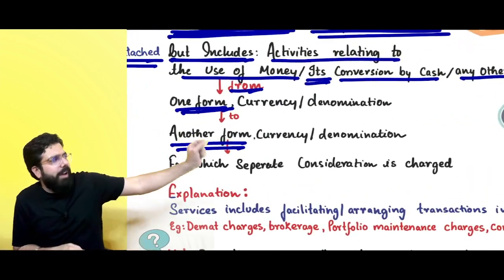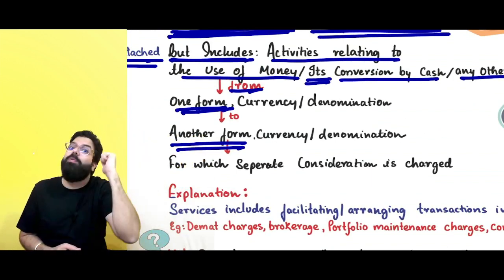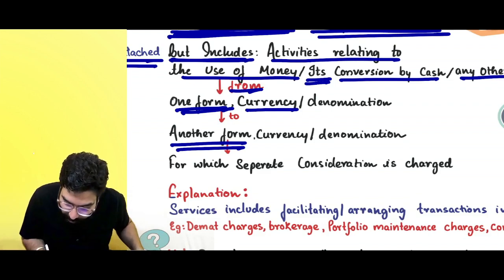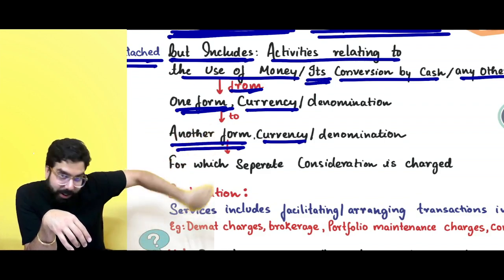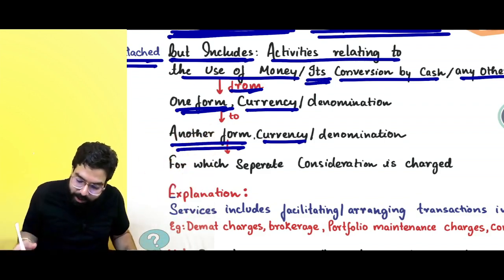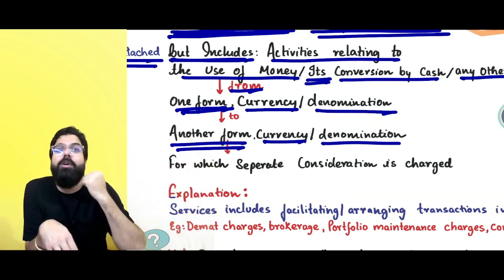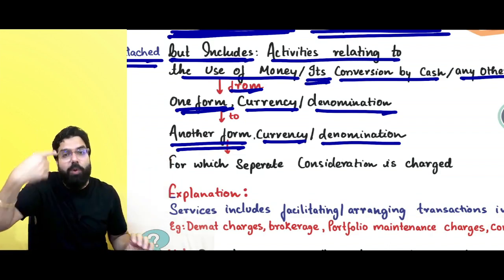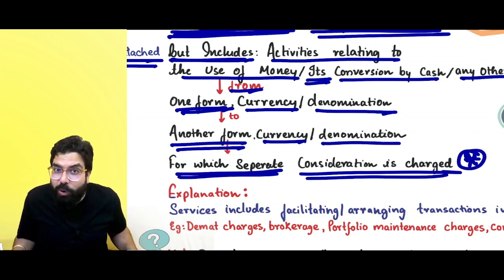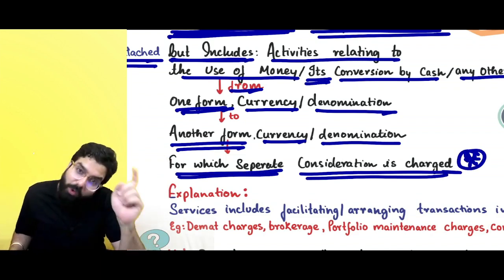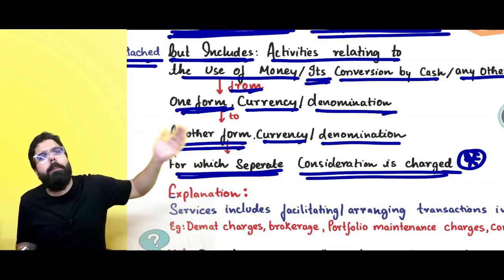I gave cash to the bank and the bank gave me a DD. So the bank has provided me a service of converting one form of money into another form. One currency to another currency: I gave INR to the bank and the bank gave me dollars. Likewise, one denomination to another denomination: I gave a 2000 rupee note to the bank and the bank gave me twenty 100 rupee notes. One denomination converted into another denomination, for which a separate consideration is charged. This is very important. The bank has to charge me a separate consideration. Only then can we say that the bank, or any other person, is providing a service. I gave one person a 2000 rupee note.